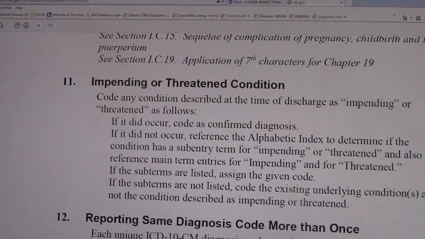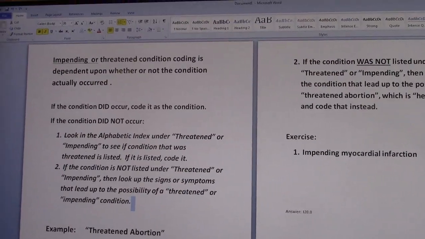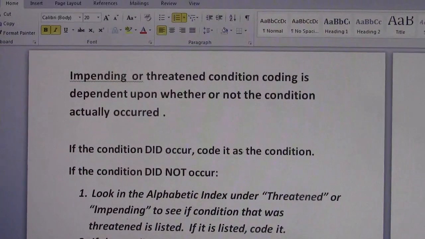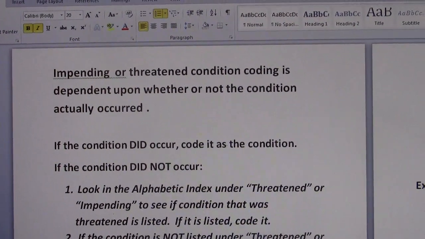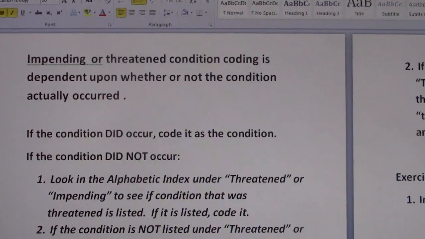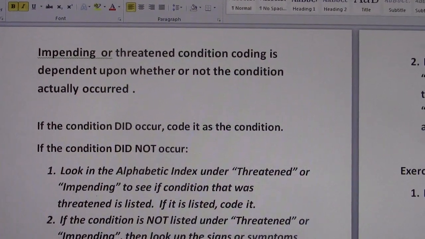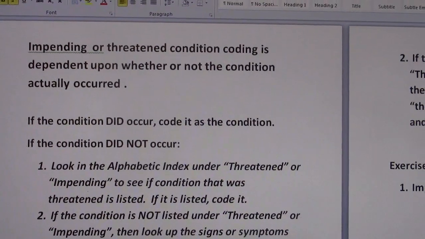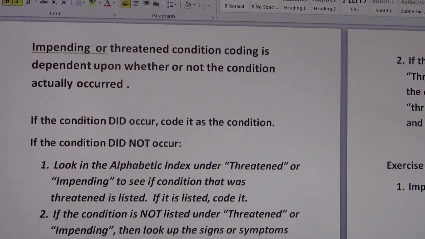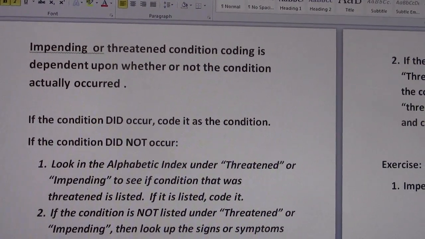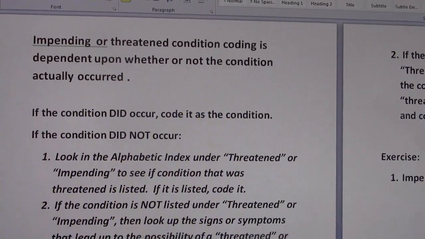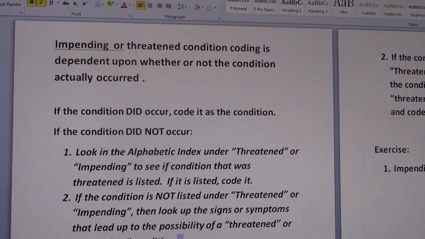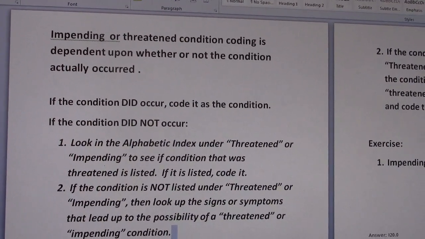All right, so of course I put together a little sheet. Let's start here. It says impending or threatened conditions. Think about what's going on. This patient is coming in. They are threatening. They haven't yet, but they're getting ready to. So for impending or threatened conditions, the coding is dependent on whether or not the condition actually occurred. Did it actually happen? If the condition did occur, code the condition.